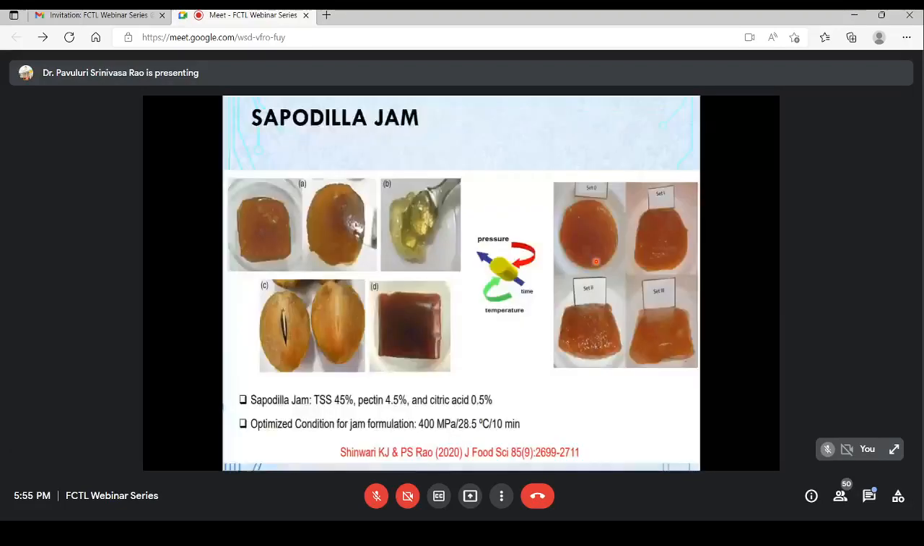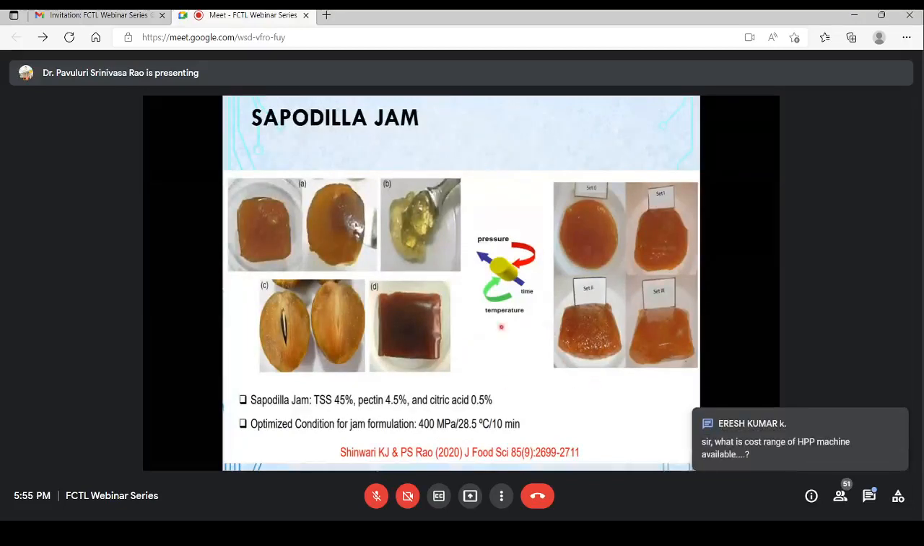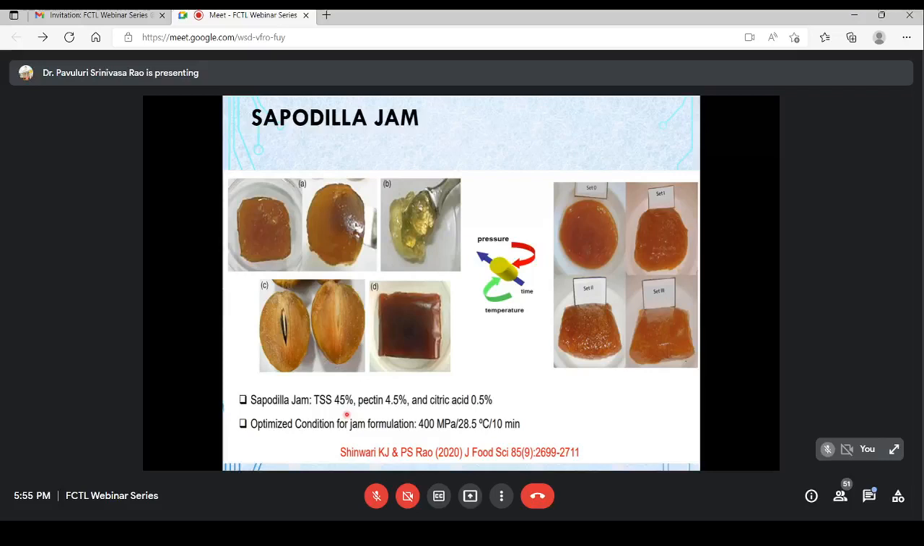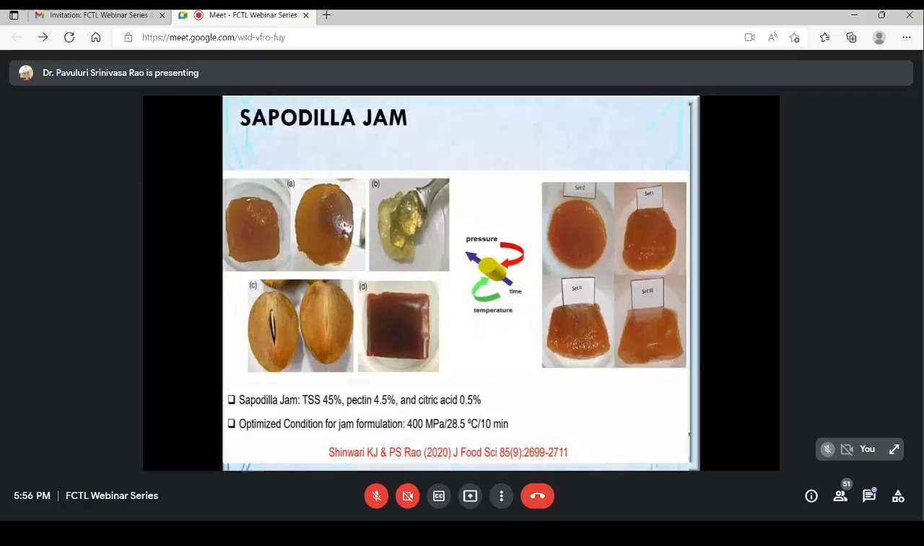That means these may not give the higher gel strength, but these are little soft products. Similarly, one product which has been developed in our laboratory is based on the Sapodilla, and here we have reduced the added sugar to less than desired. So TSS 45%, pectin 4.5%, and citric acid about 0.5% gave this kind of gelation, at 400 megapascal for 10 minutes treatment at near ambient conditions. These are some kind of specialty applications.